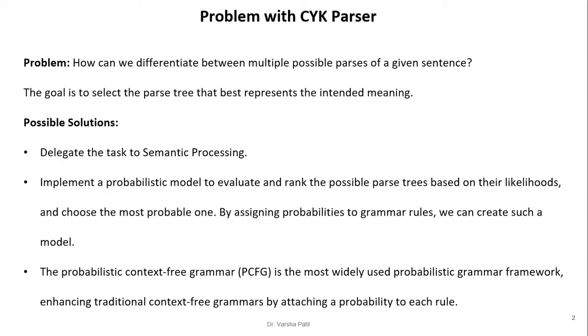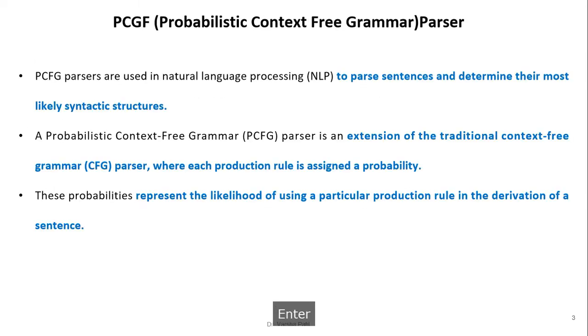So this is nothing but the PCFG, where we are using the same rules as CYK, that is, all the rules are in CNF format, and after that we are assigning a probability to each rule. So the probability works as a weight factor. The PCFG is the most widely used probabilistic grammar framework, enhancing the traditional context-free grammars by attaching a probability to each rule.